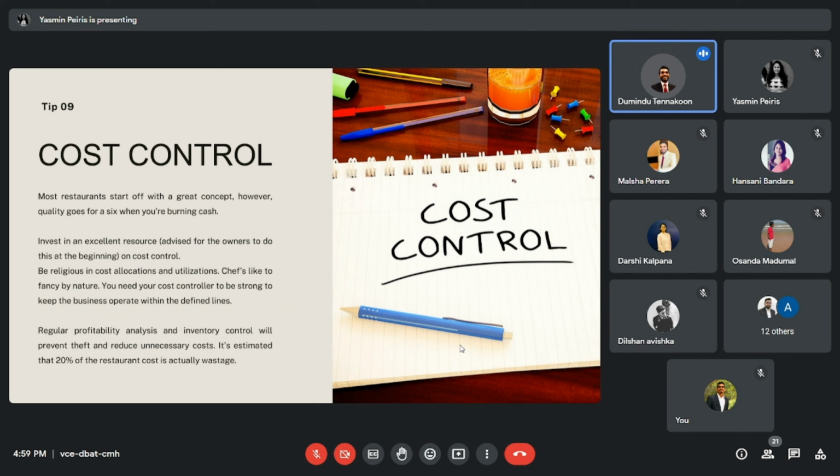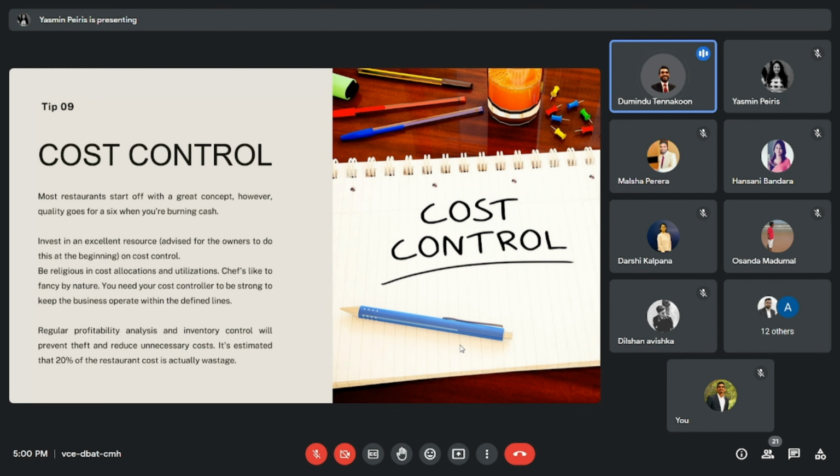And like I suggested, as business owners, you should be the cost controller. Unless you have multiple restaurants, multiple businesses, you can't do that. But hire a talent that's a really good talent, and empower that person to look into the efficiencies and cost controlling.